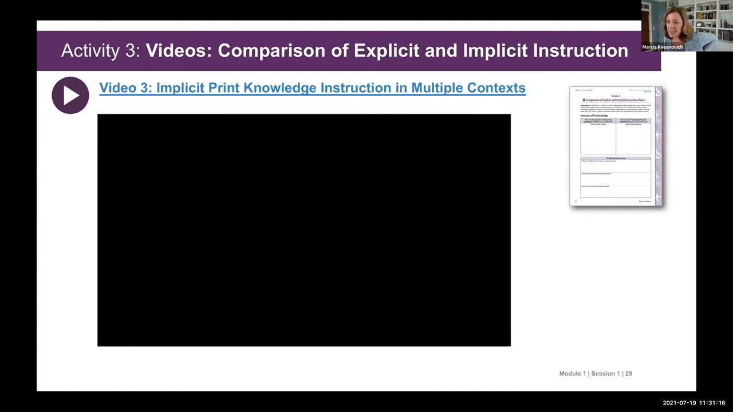Yep, the children practice the print knowledge skills during both explicit and implicit instruction. Oh, these are great. They're so fast. Yep, other beginning sounds are touched on from just the discussion. The children just brought up some other beginning sounds, and so the teacher addressed that.